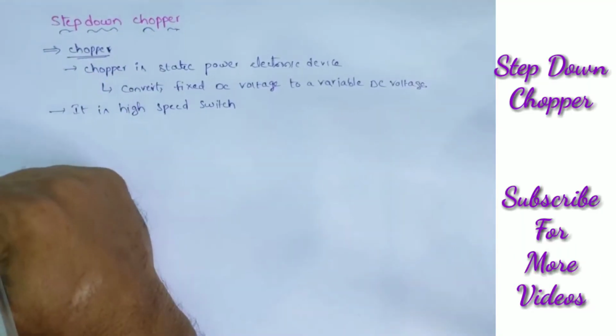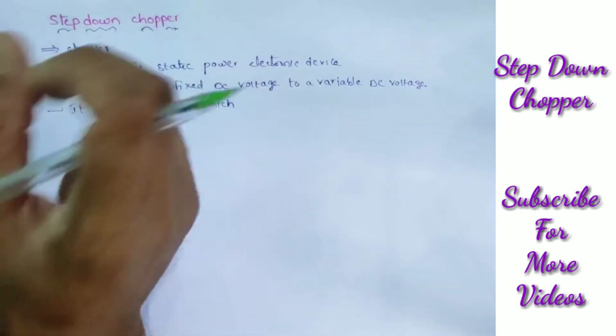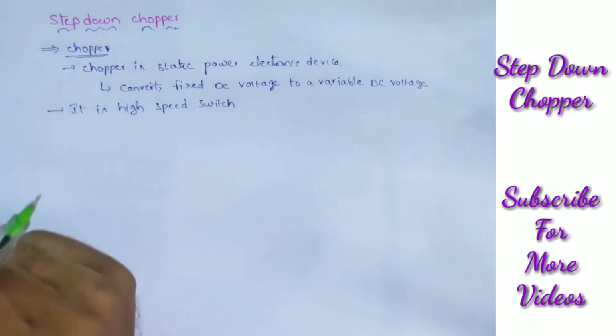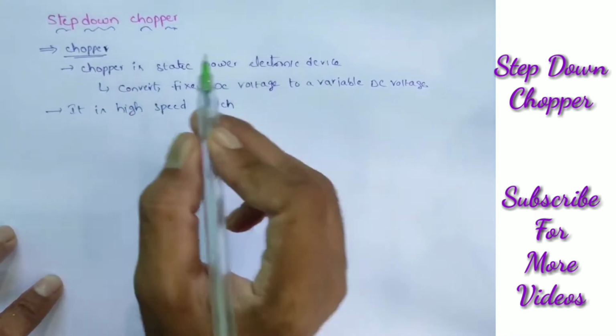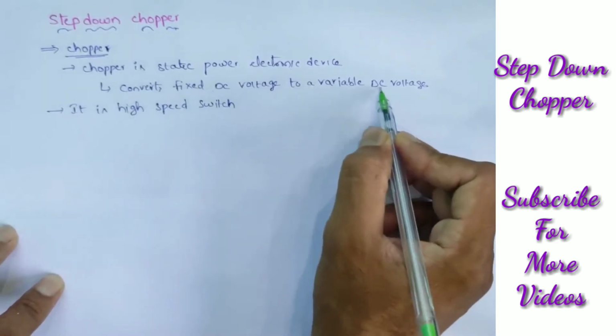In this video, I am going to discuss the step down chopper. Before discussing the step down chopper, we have to know the meaning of chopper. Actually, a chopper is a static power electronic device which converts fixed DC voltage to a variable DC voltage.